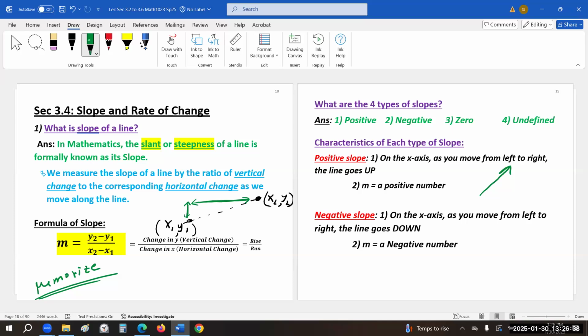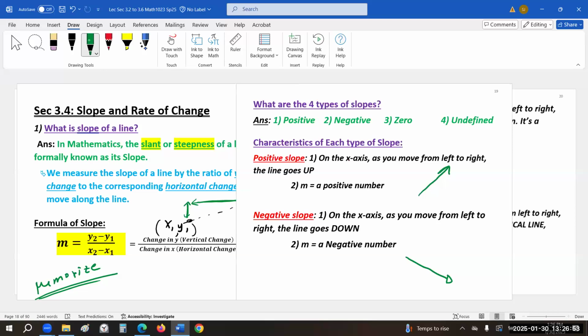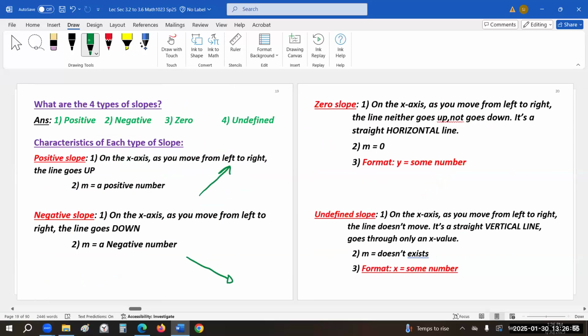And the slope is a positive number. Negative slope means when you walk from your left side to the right side, you're going downward, like climbing down the stairs. So the slope in the line is a negative number. And then we have 2 special types of slope.